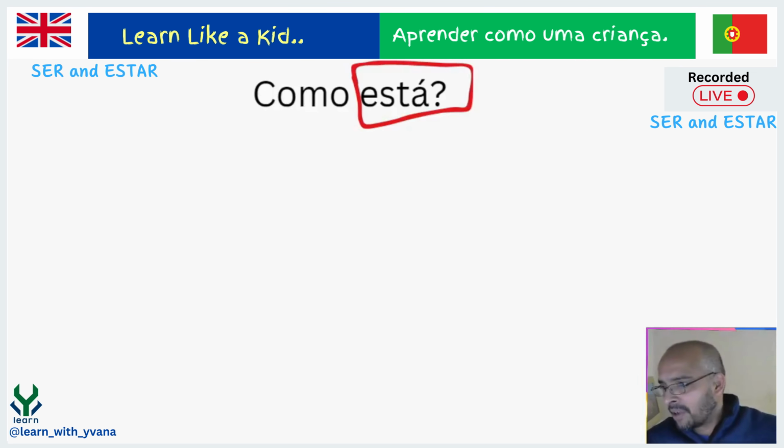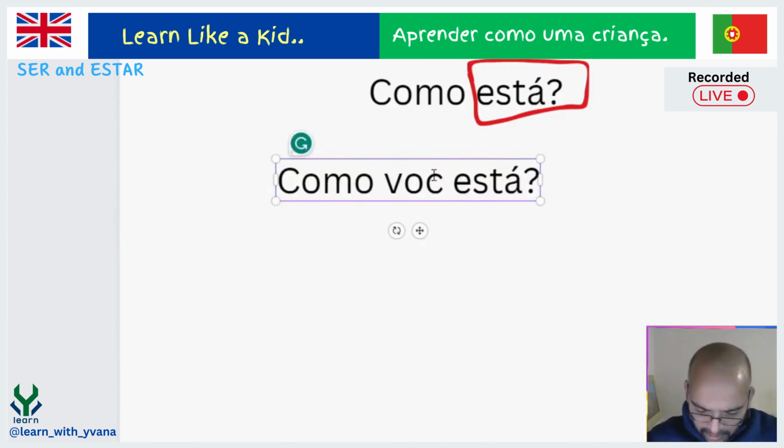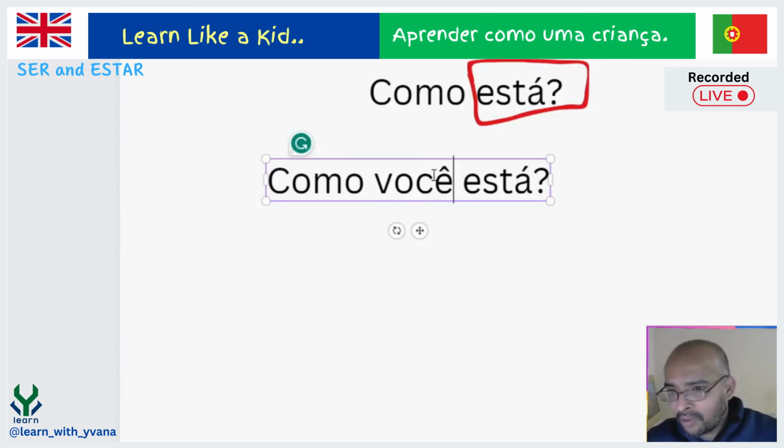Como esta? Why do we use como esta? What does the esta mean here? That is the first question we have to ask, okay? Actually, it means como você esta, right? That is the way we ask the question.